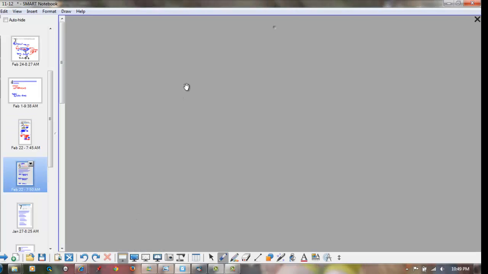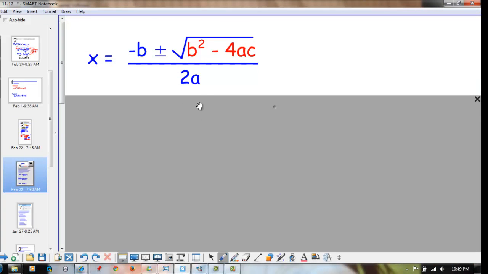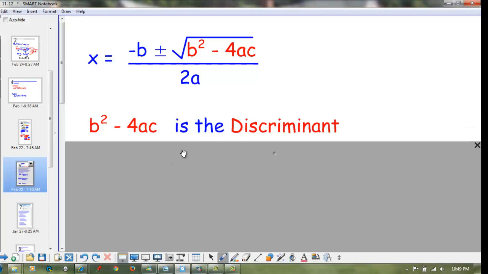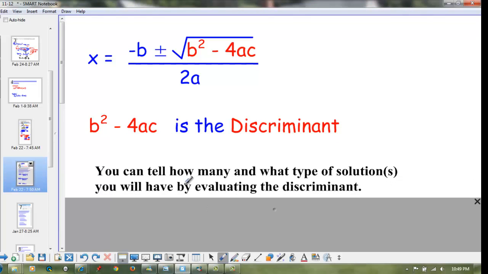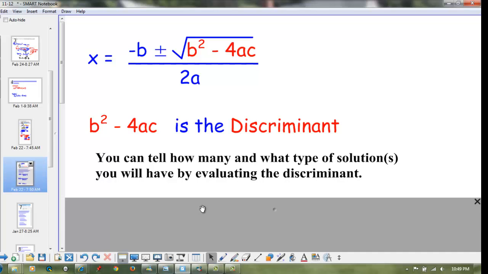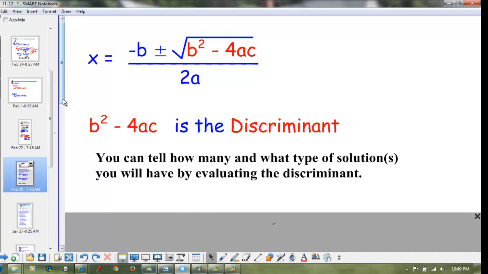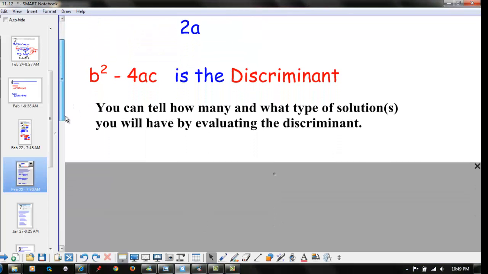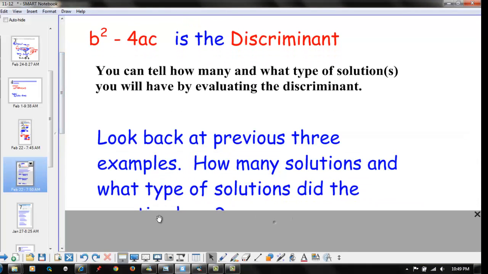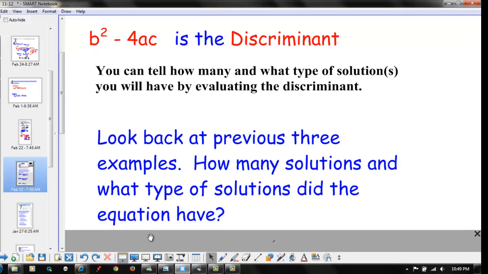Alright, so notice that in our quadratic formula, this part under the radical is b squared minus 4ac, and that has a special name. That part of the quadratic formula is known as the discriminant, and that allows you to tell how many and what type of solutions you will have just by looking at the value of that discriminant. So let's look back at the previous 3 examples. How many solutions and what type of solutions did the equations have?